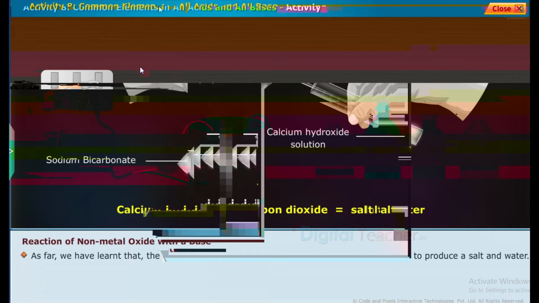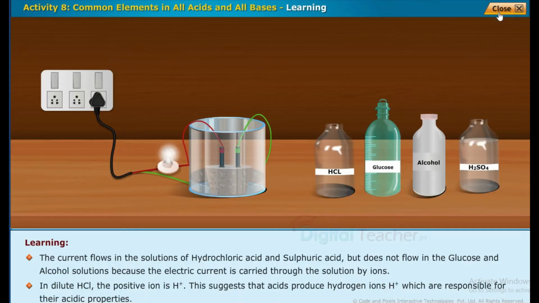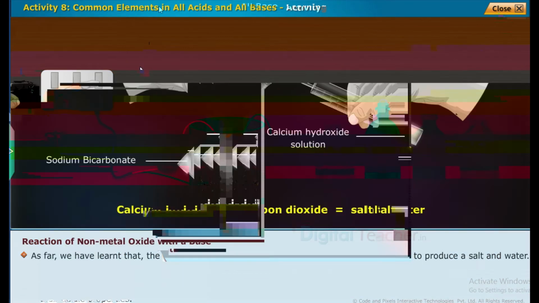In dilute HCl, the positive ion is H+. This suggests that acids produce hydrogen ions, H+, which are responsible for their acidic properties. Let us perform another activity to test whether the acids produce ions only in aqueous solutions or not.